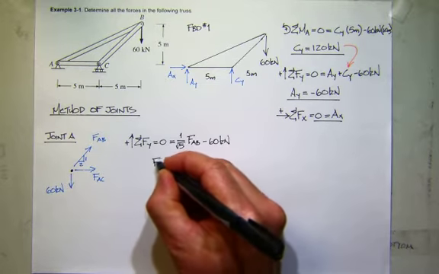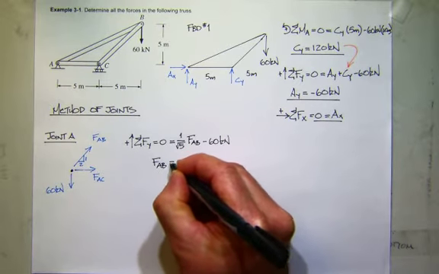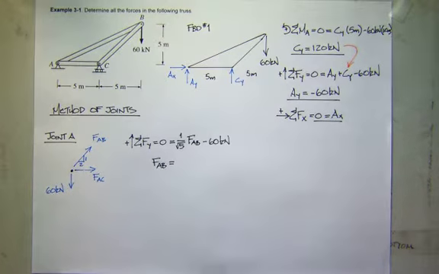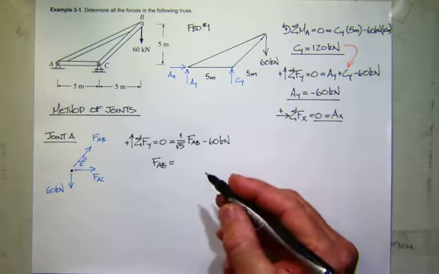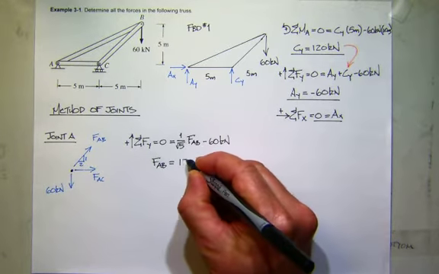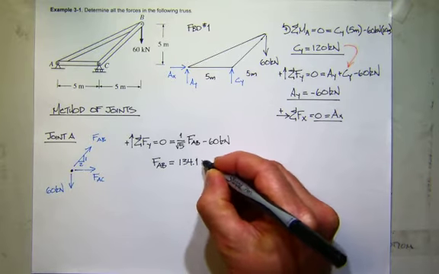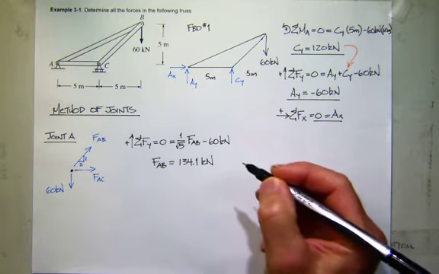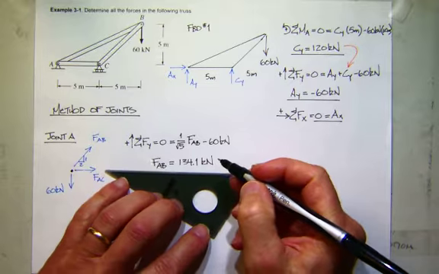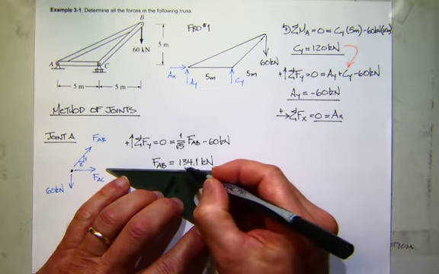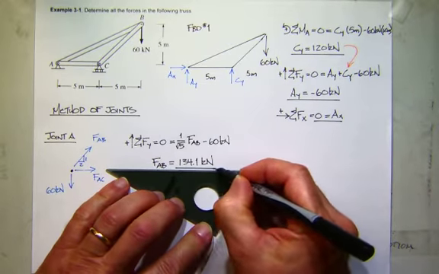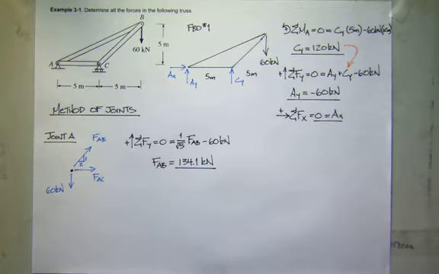So what is the force in AB? You just need to take 60 multiplied by the square root of 5. 132.7. I just guessed. What is it? 134.1. Anybody else get that? And that should be positive, right? Positive means what? Tension. Any questions about that?